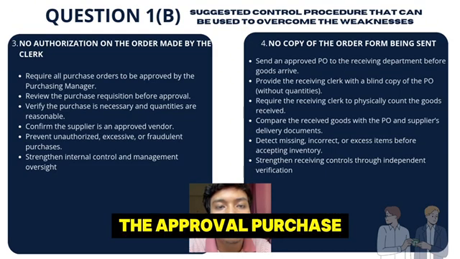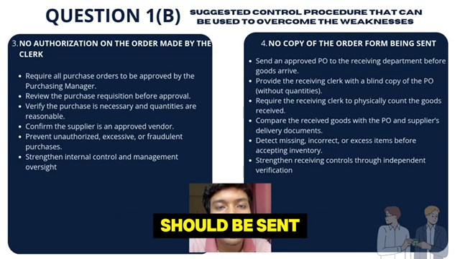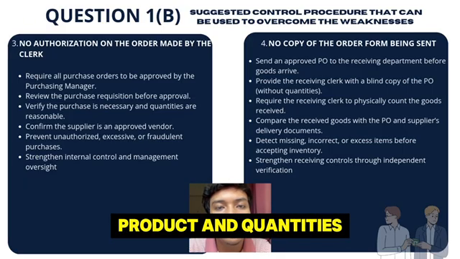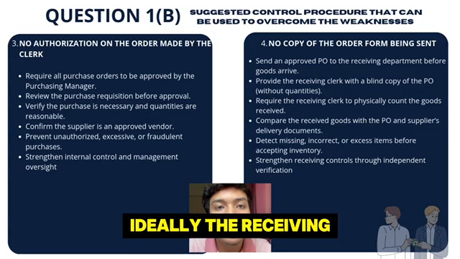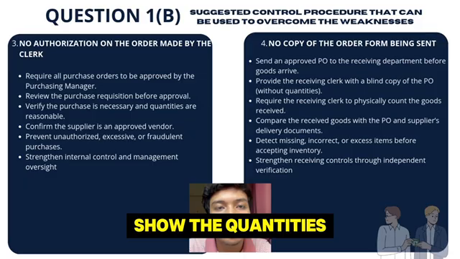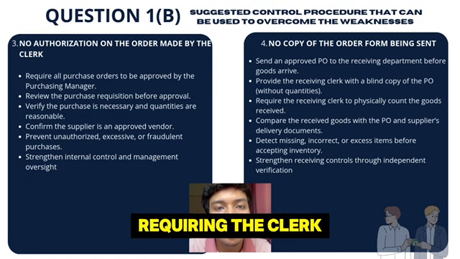A copy of the approved purchase order should be sent directly to the receiving department before the goods arrive. The receiving clerk should compare the items received with the purchase order and the supplier's delivery documents to verify that the correct products and quantities have been delivered. Ideally, the receiving clerk should receive a blind copy of the purchase order that does not show the quantities ordered, requiring the clerk to physically count the goods received.